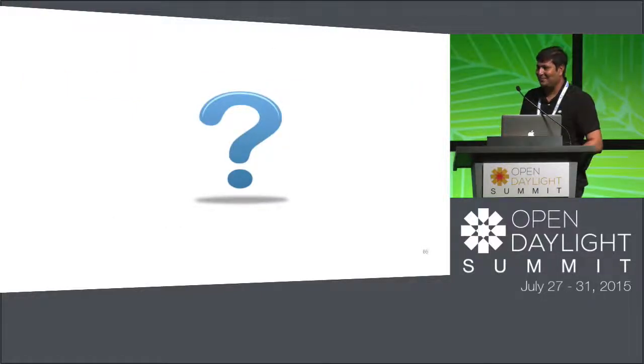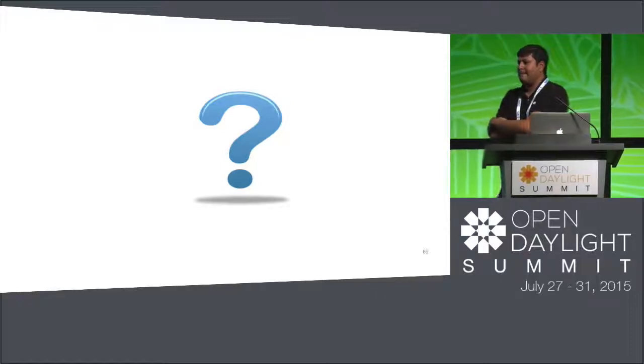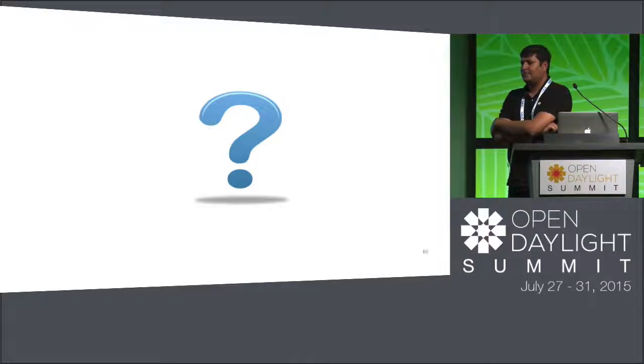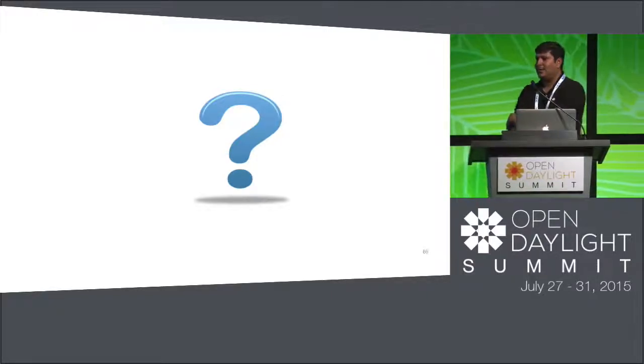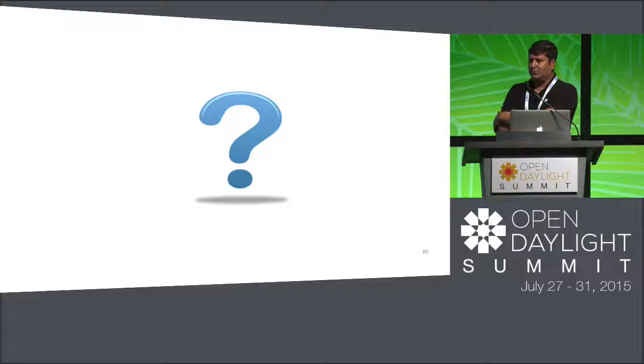Now, any questions? Dynamically adding and removing nodes is not there. We haven't implemented certain portions of Raft which allow you to add and remove, basically join and leave. Something that we're targeting for Beryllium.